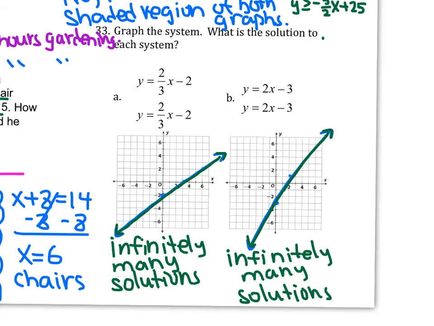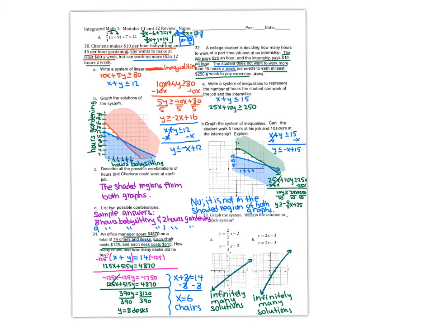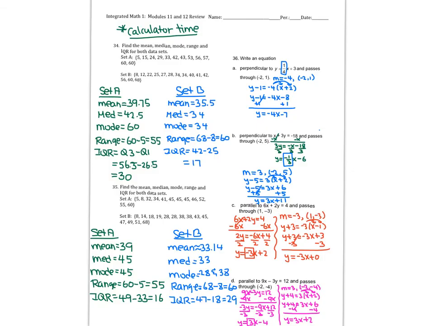In part B, I'm having the same thing happen. They have the same slope, but they also have the same y-intercept. So that means they're coinciding again. That means I have infinite solutions. If I would have had same slope but different y-intercepts, I would have had two lines that are parallel. So I would have seen one line, and I would have seen a separate line when I graphed it, and that would have been no solution. That was the end of page 4.